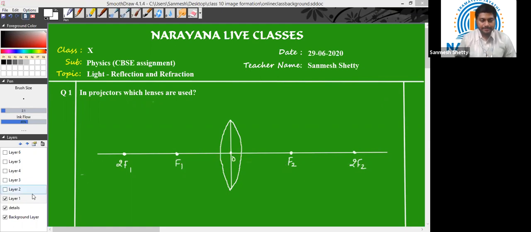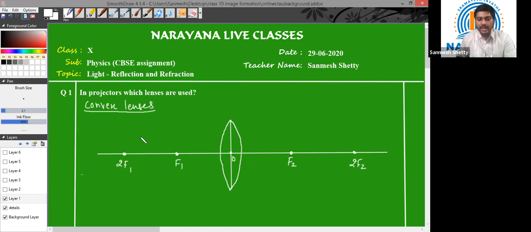Let us start. So our first question of the assignment is, in projector, which lenses are used? Again, I repeat the question, in projector, which lenses are used? The answer is convex lenses. Now, why convex lenses? We will come to know about this particular property of convex lens.